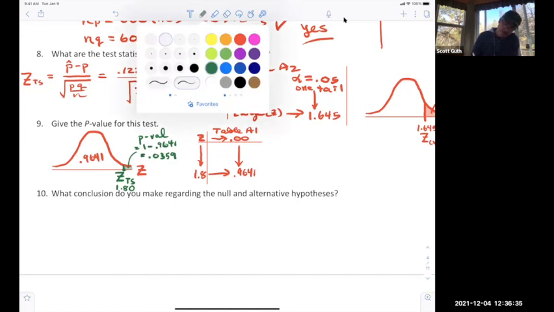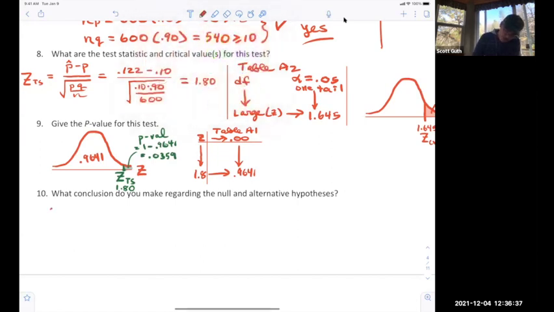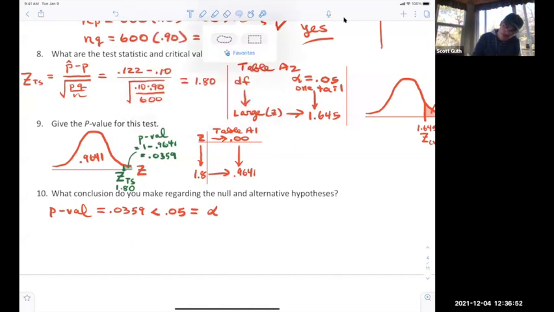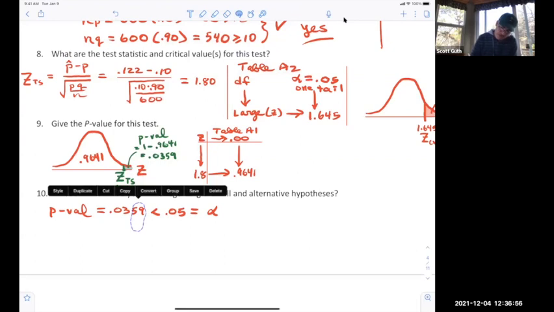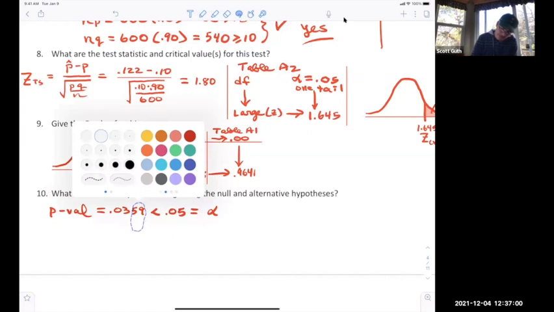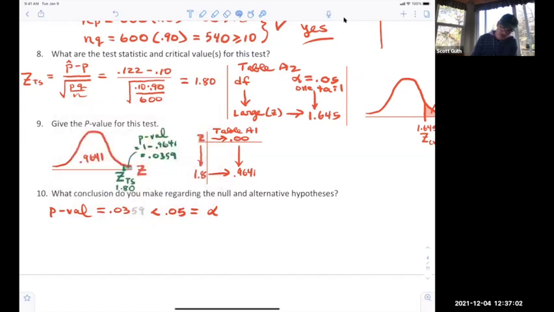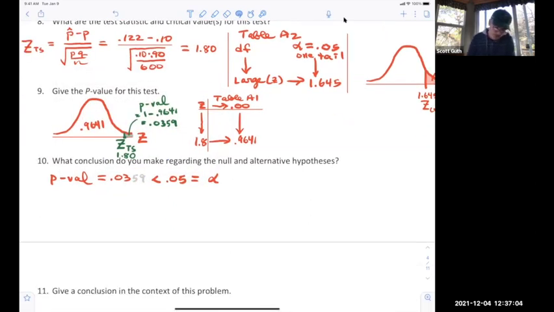And just wrap it up with a little conclusion. The p-value is 0.0359, and that is less than 0.05, which is our alpha. Remember, we only look at the first two digits in the p-value to compare it to alpha. So I'll go ahead and do what I have often done, and that is just to minimize those first two digits. 0.03 is less than 0.05.